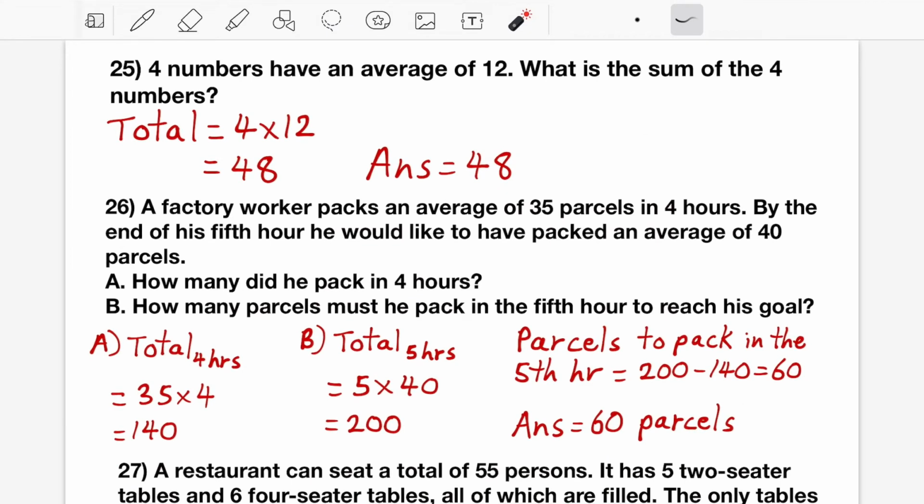Four numbers have an average of 12. What is the sum of the four numbers? So when given the amount of numbers and the average, we multiply them to get the total.